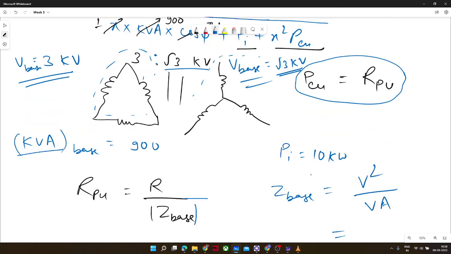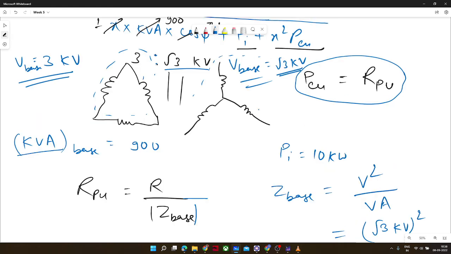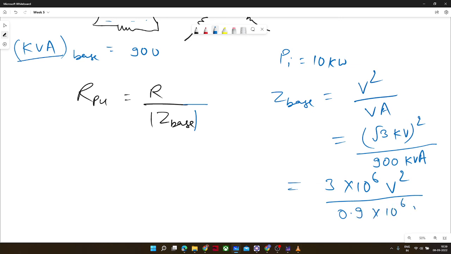So if you take from the star side, root 3 kV, root 3 kV squared divided by kVA, which was 900 kVA. So 900 kVA, and if you solve, this will come out to be 10/3 into 10 raised to power 6.9 into 10 raised to power 6 VA, and it will be equal to 10 by 3 ohm. So that is your Z base. Okay, we have calculated Z base.